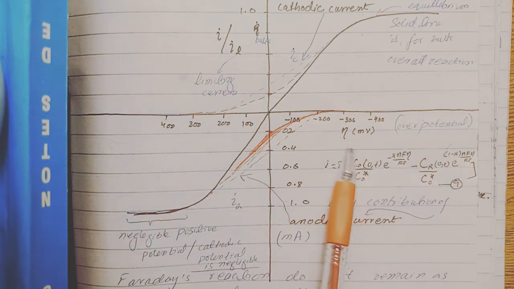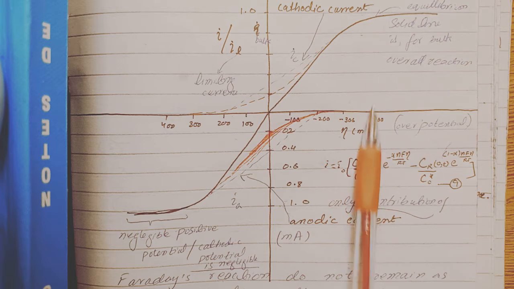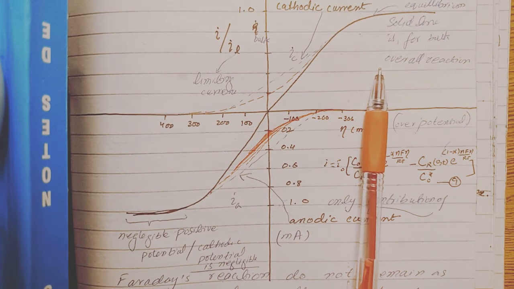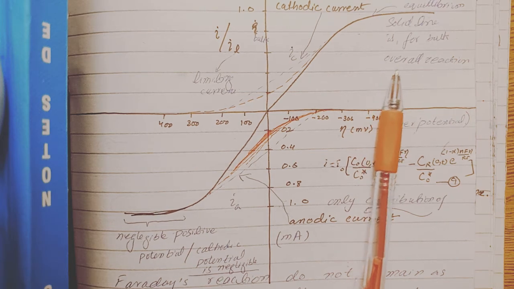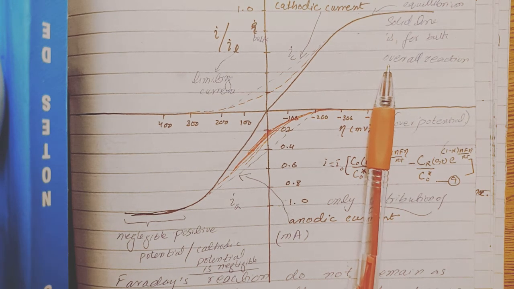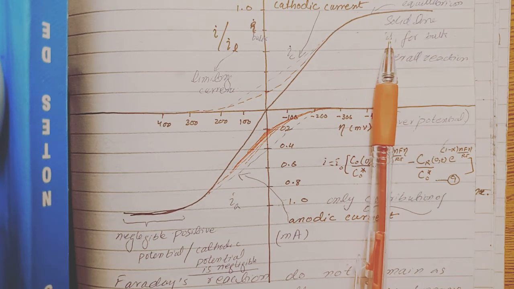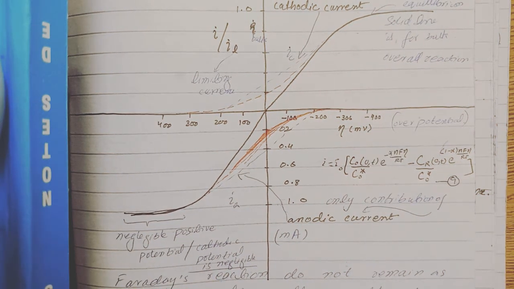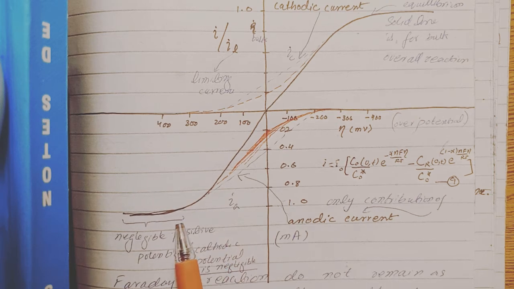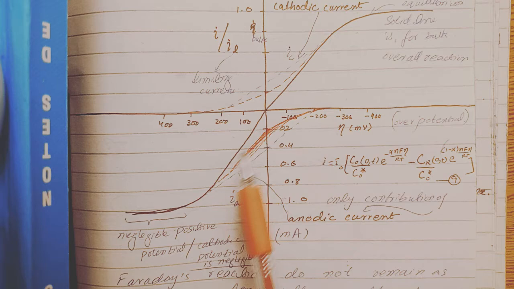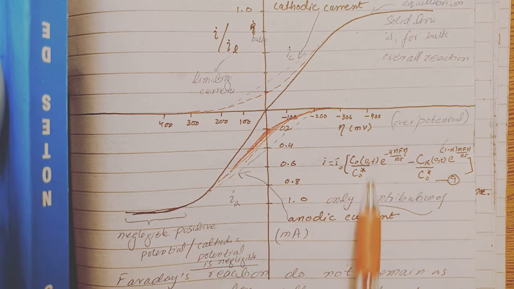For large negative potentials, the cathodic component is contributing totally to the total current. So here we have observed that if we go in either direction, we observe that the current is increasing exponentially. That is due to the exponential terms given here.